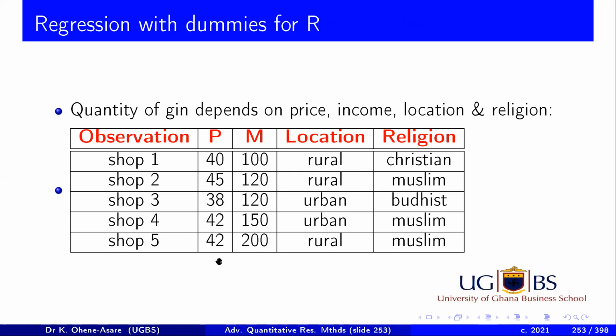We are learning something about dummy variables. Price is what? It's a numerical variable. It's not categorical, so it's not a dummy. Income is a numerical variable, and so it's not a dummy. Location is a categorical variable, and even though I can code it, I use the actual English words for it. So it's a dummy variable. Religion is a categorical variable, so it's a dummy variable here.